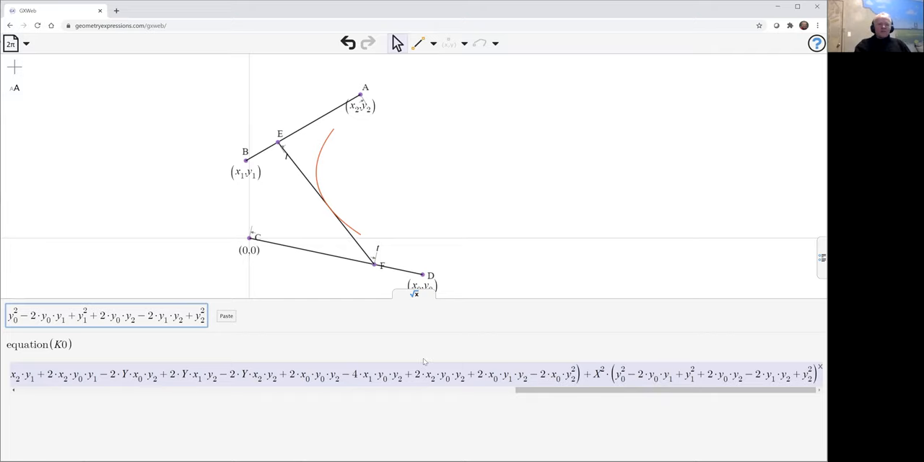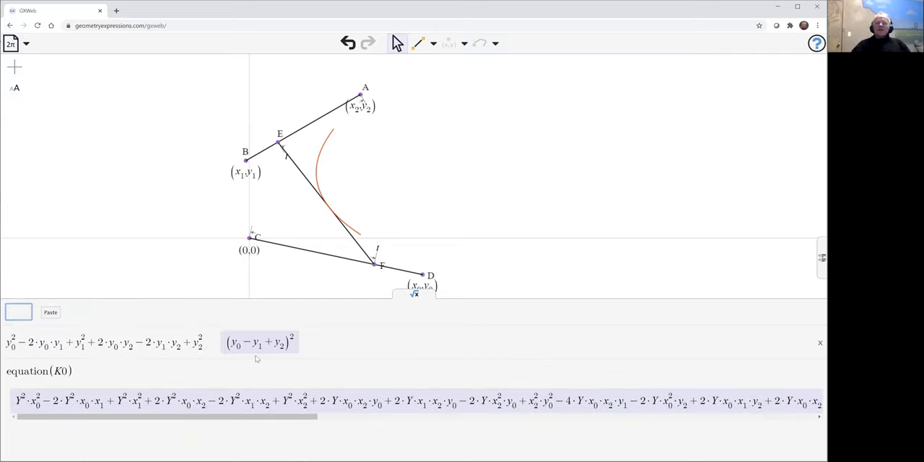Well, if I just enter that expression, GXWeb will do a bit of simplification on what we input. In this case, it's identified that that was a perfect square and presented it as the perfect square. So the circumstances under which this is zero are quite easy. y1 would have to be equal to y0 plus y2. Well, let's have a look at what happens if we do that.